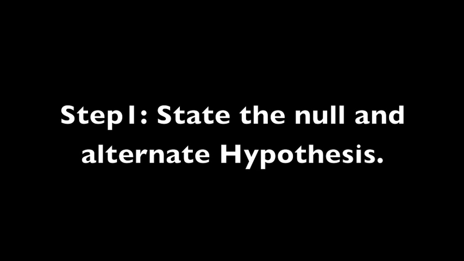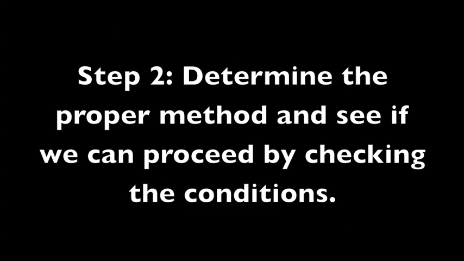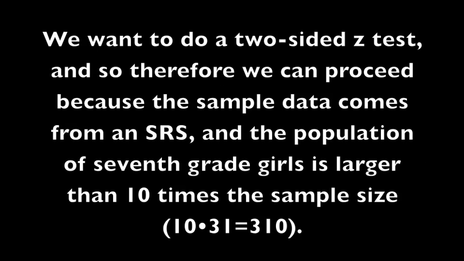Second, we need to follow the inference toolbox. Step 1. State the null and alternate hypothesis. The null is x equals 100 and the alternate is x does not equal 100. Step 2. Determine the proper method and see if we can proceed by checking the conditions. We want to do a two-sided z-test, and therefore we can proceed because the sample data comes from an SRS and the population of 7th grade girls is larger than 10 times the sample size.